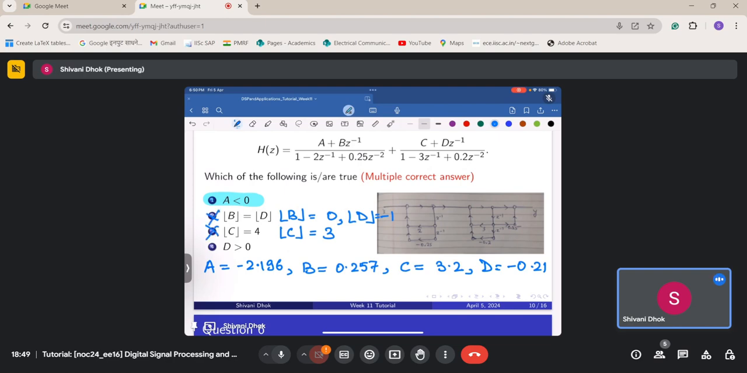And the last option is D greater than 0. So this D is equal to minus 0.21, which is less than 0, which means that this option is also not correct. So the only option that is correct is A less than 0. Is it clear? Any questions in this particular part?